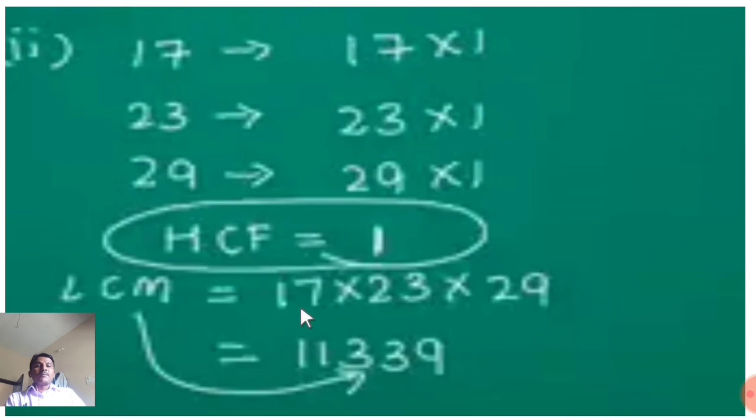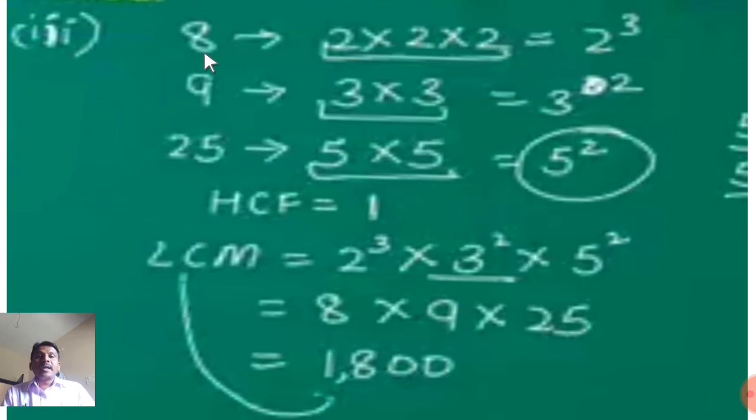What is the LCM? LCM is nothing but what? You have to multiply all factors. 17 into 23 into 29 gives us 11,339. This is the LCM of these three numbers.